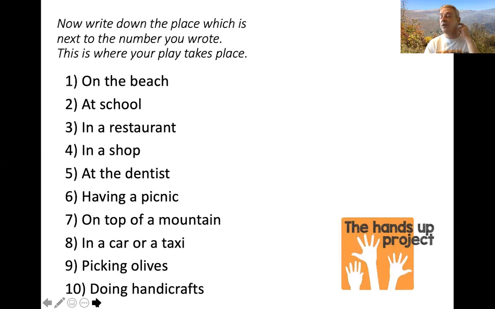Okay, so now look at the number that you've written and look at what place is written next to your number. So if you wrote down number 1, it says on the beach. If you wrote down number 7, it says on top of a mountain. This is going to be the place where your play is going to happen, where your play is going to take place.